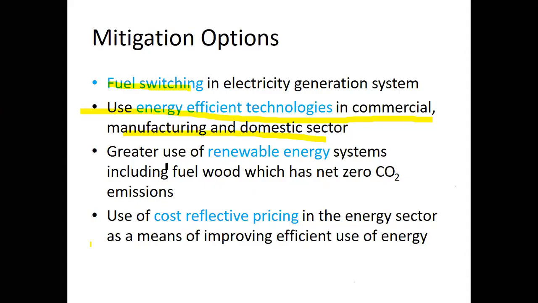We are talking about mitigation options for the greenhouse gas effect. The first option is fuel switching. The second option is energy efficient technologies. The third one is to use renewable energy systems. Renewable energy, again, hydropower plants, solar power, wind power. What else? There are many options. Then the other one is biomass.